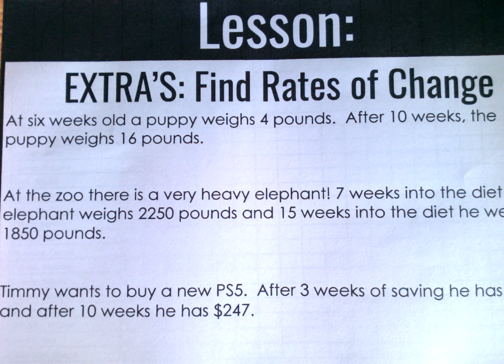So, for the first one, at 6 weeks old, a puppy weighs 4 pounds. After 10 weeks, the puppy weighs 16 pounds. What we need to do is find the rate of change. How much weight is the puppy gaining?